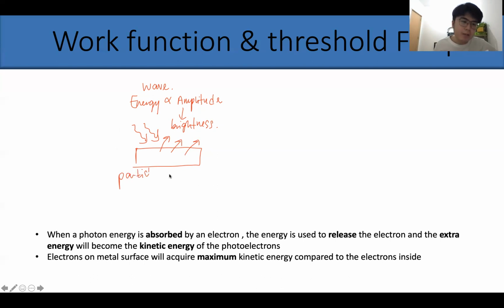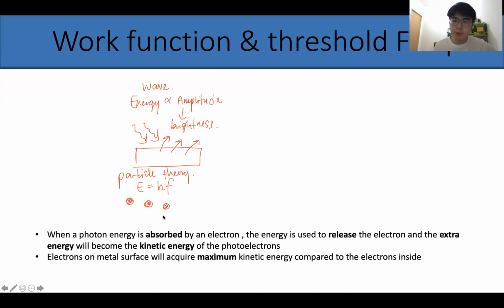The particle theory, or the quantum theory of light, says that the energy does not depend on amplitude. Energy depends on the frequency, E equals hf, where h is Planck's constant and f is the frequency of the wave. The particle theory also says that light is not a wave; it is like a lump of energy, a ball of energy. It doesn't have mass, it doesn't have charge. It's just energy packets traveling.